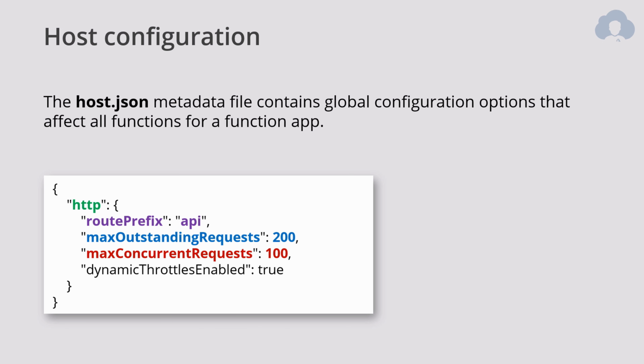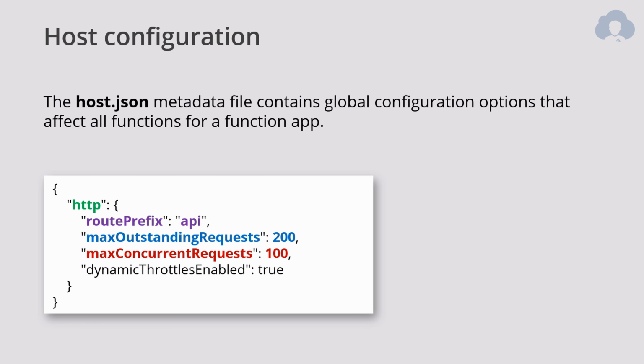You also have max outstanding request count. This is how many requests can be queued before your requests will start getting responses of too busy from the service. And also you have max concurrent requests, and this is the count of how many parallel executions of the functions can happen at the same time. In this case, it's 100, which means we can have 100 functions running at the same time.